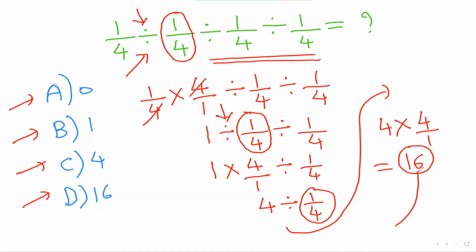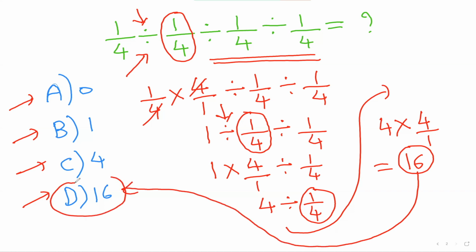So if I'm looking at my options A, B, C, D, we can see 16 is matching with D. So D, 16 is my correct answer.